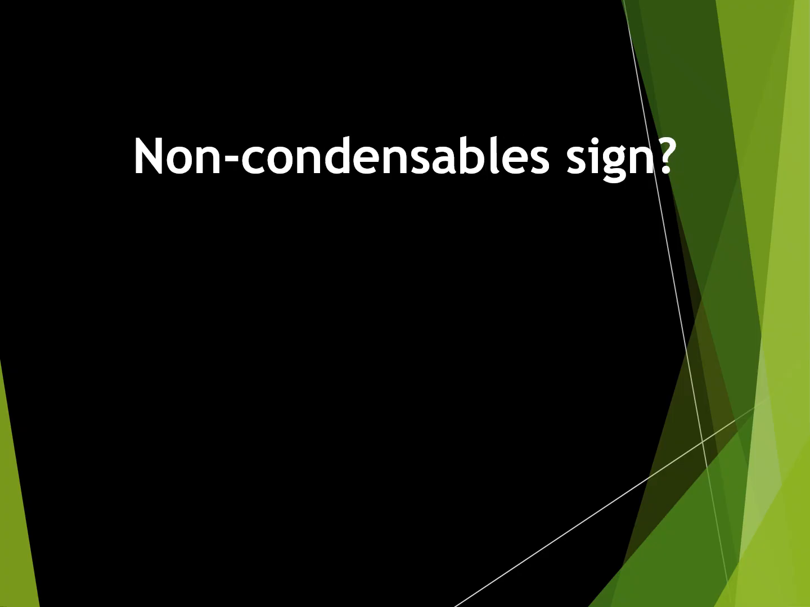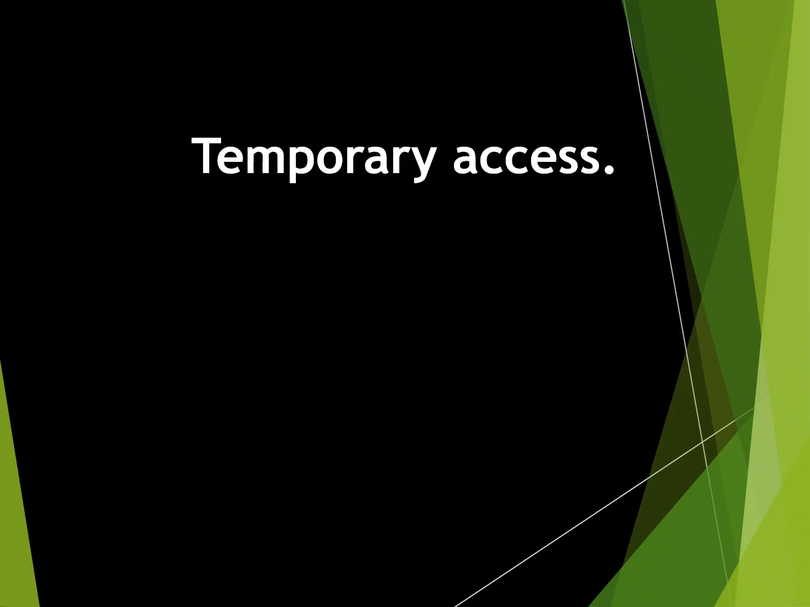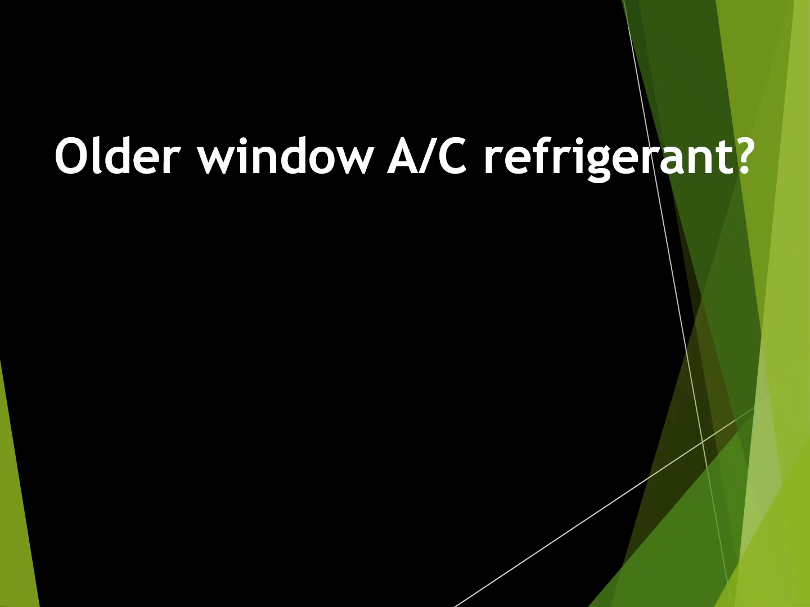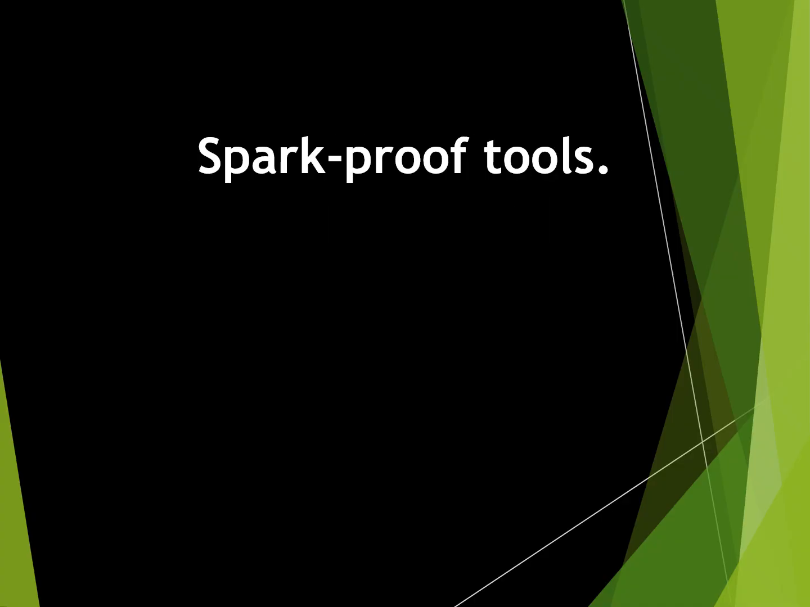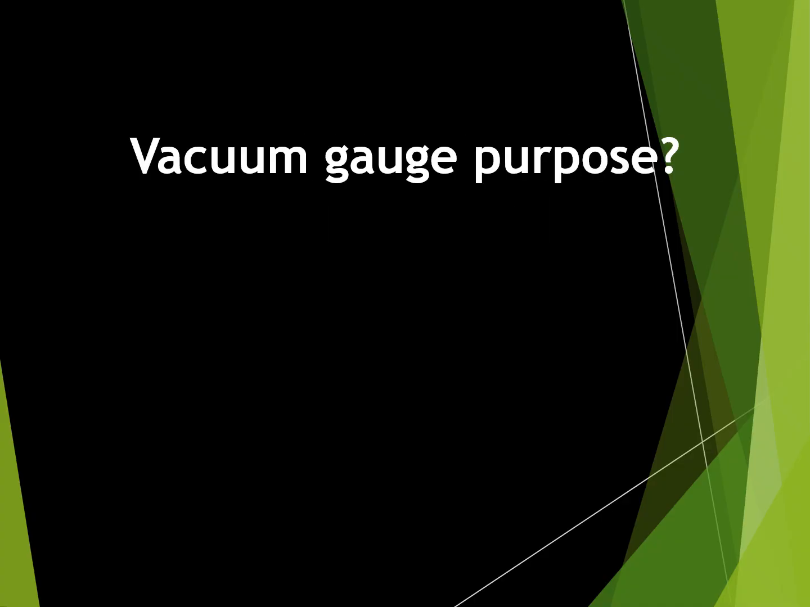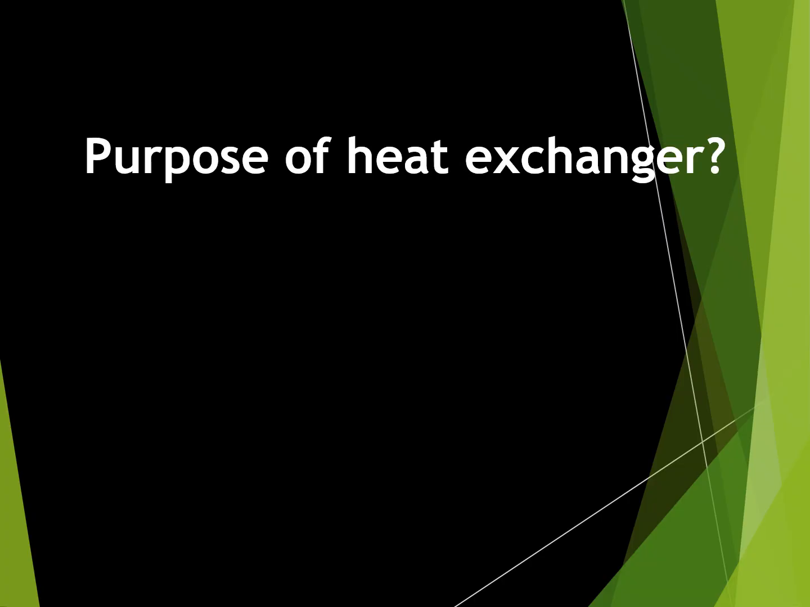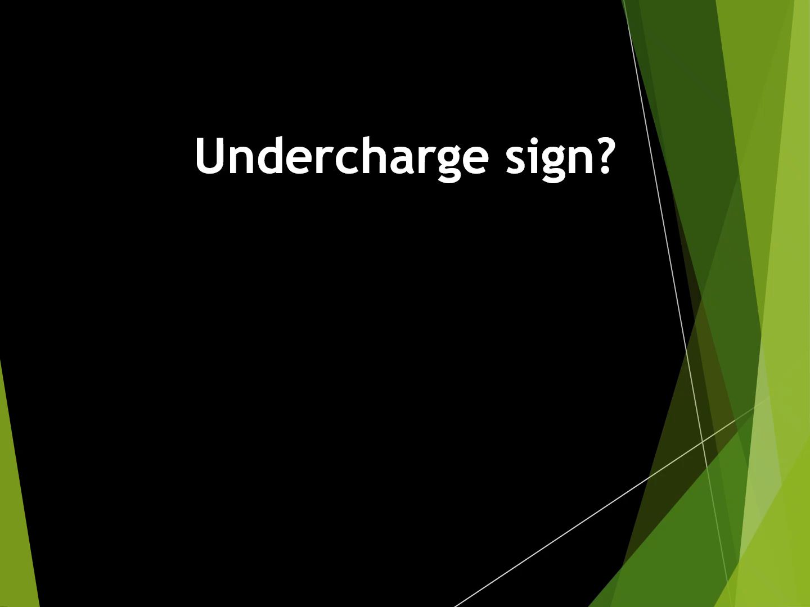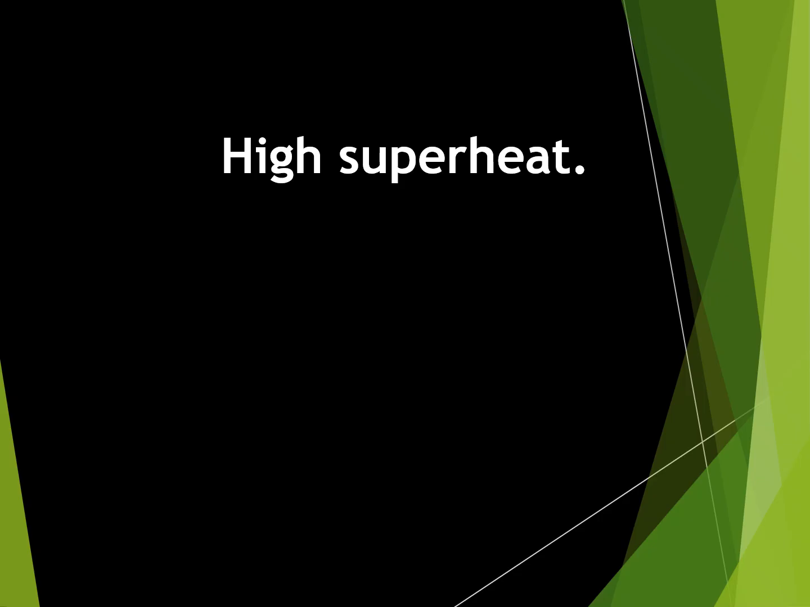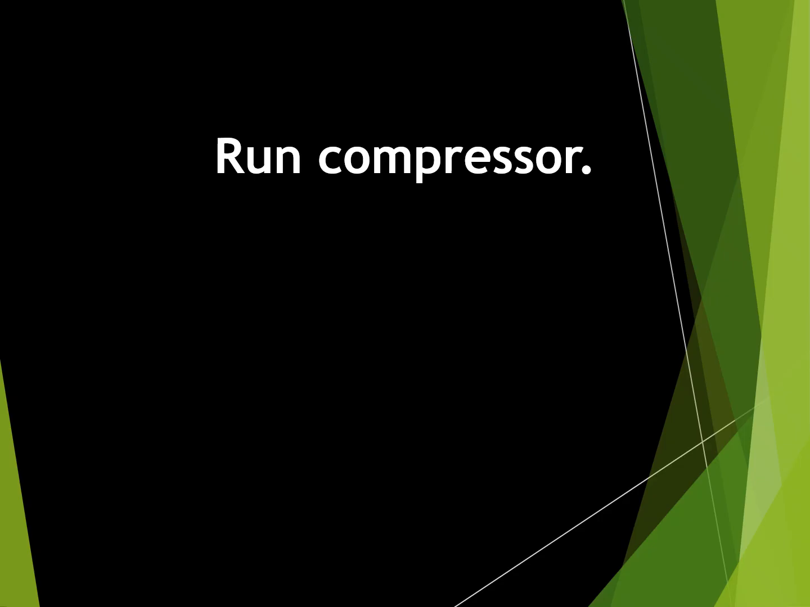Non-condensable signs: high head pressure. Piercing valve purpose: temporary access. Older window AC refrigerant: R22. Flammable refrigerant requirement: spark-proof tools. Vacuum gauge purpose: measure vacuum level. Purpose of heat exchanger: increase efficiency. Undercharge sign: high superheat. Requirement for system-dependent recovery: run compressor.